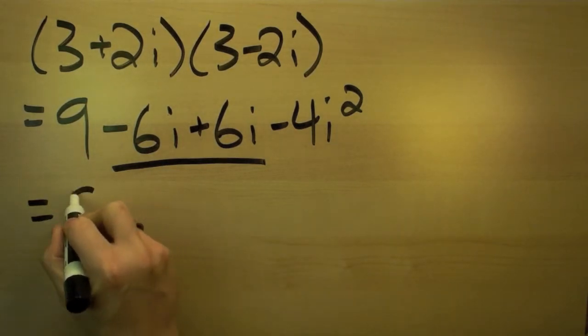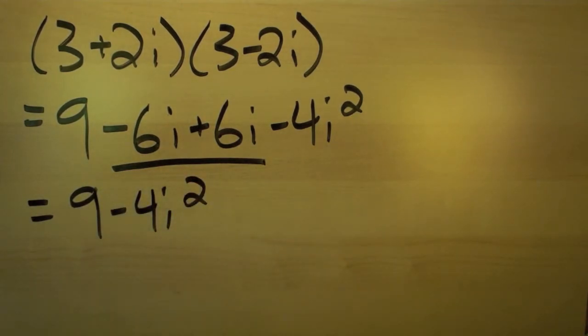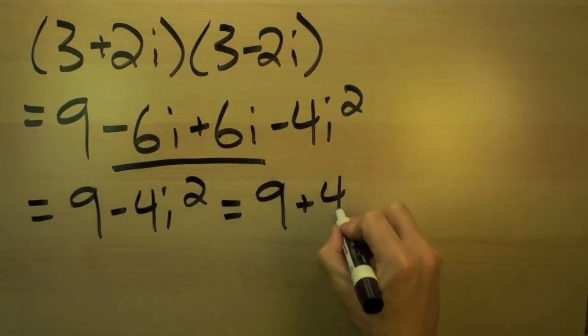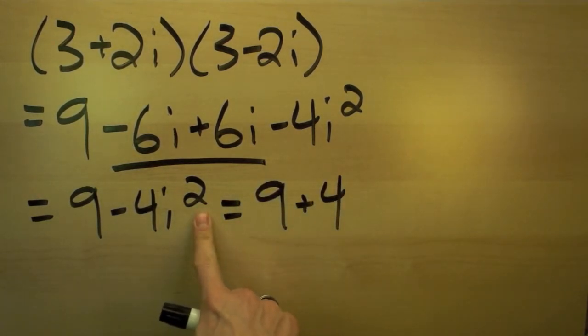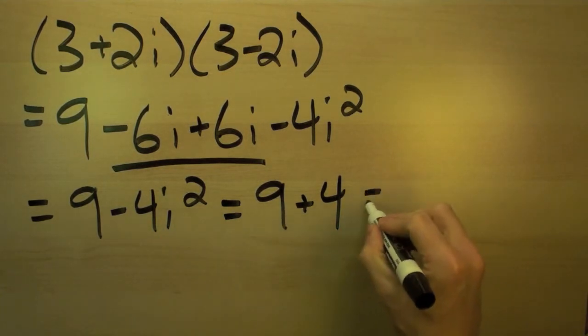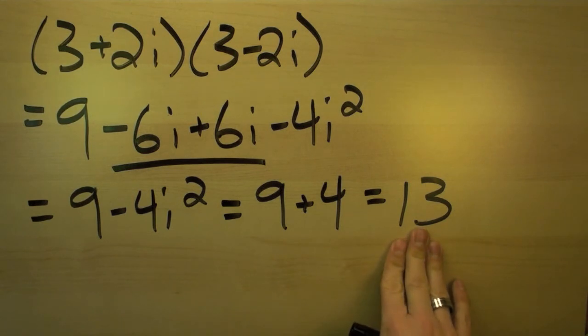Now we're left with 9 minus 4i squared, which is really 9 plus 4, because i squared becomes negative 1, so negative 4 times negative 1 becomes plus 4, or 13. So when you multiply a number times its conjugate, you should end up getting a real number.